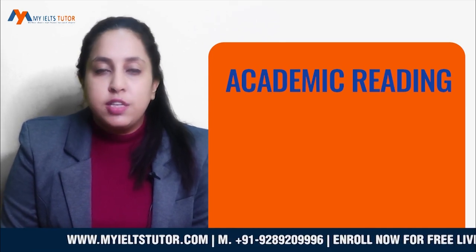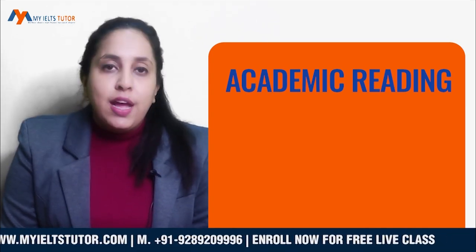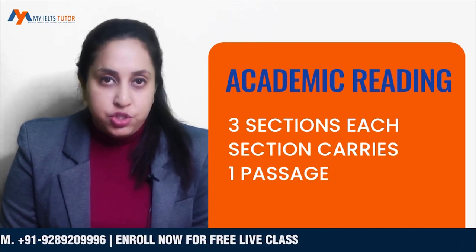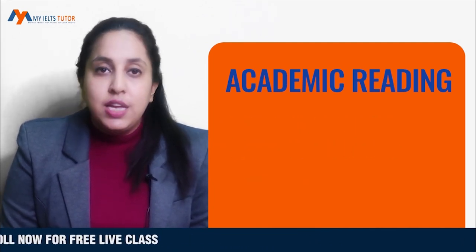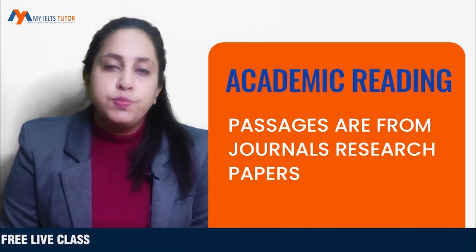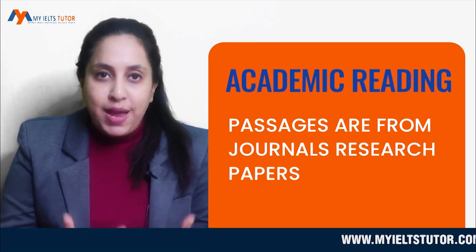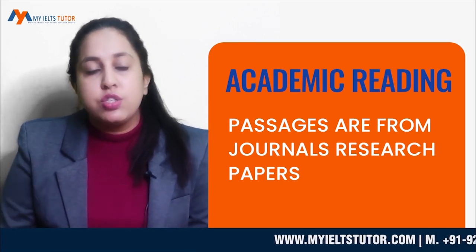Let's discuss the basic format of the reading section. In Academic reading, there are 3 sections and each section will have one passage. The passages are lengthier in nature. They are taken from journals, newspapers or research papers. So students have to read the passage, and they have to find the answers to the questions.